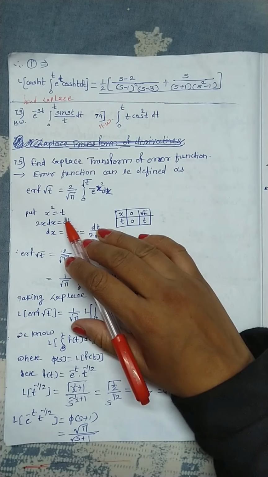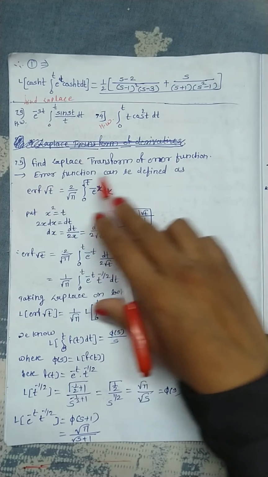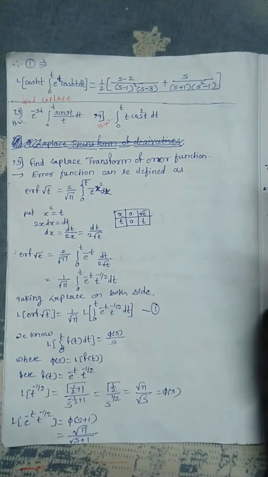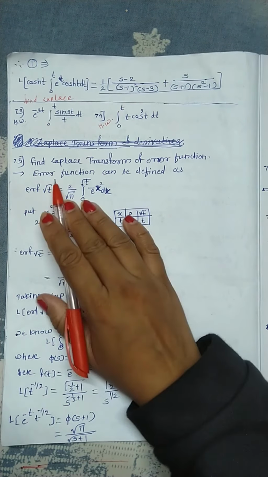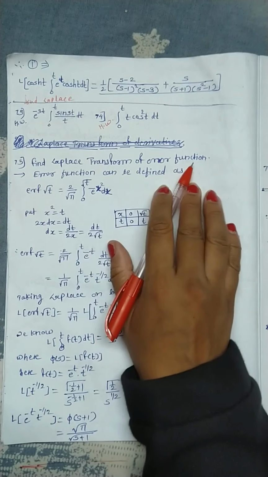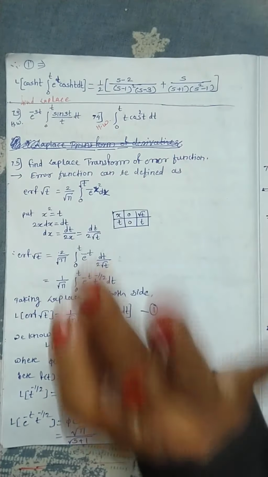Now let us consider the next example. This is the one theoretical example. They can ask separately. This is a new question. Find Laplace transform of error function. This is the only statement of the question.